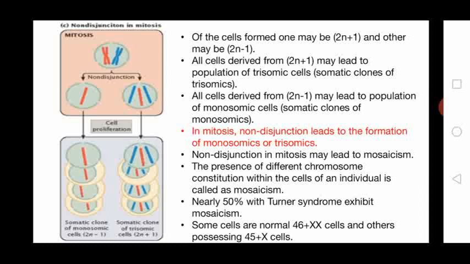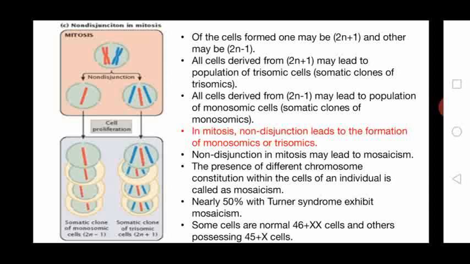So mitosis is usually used for proliferation of somatic cells. So the somatic clone of 2n-1 cells will produce a somatic clone of monosomic cells, and all the clones produced from a 2n+1 cell produce a somatic clone of trisomic cells, 2n+1. So the 2n-1 condition is known as monosomy, and the 2n+1 condition is known as trisomy. So in mitosis, non-disjunction leads to the formation of monosomics or trisomics.